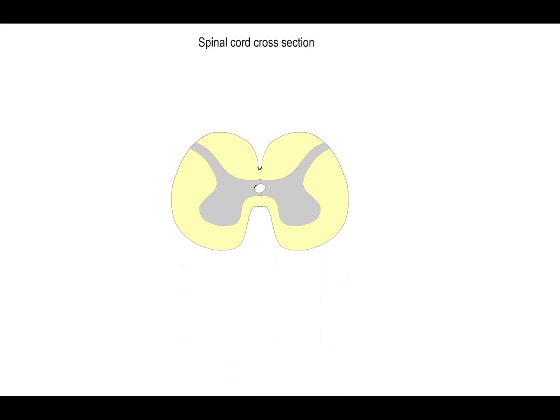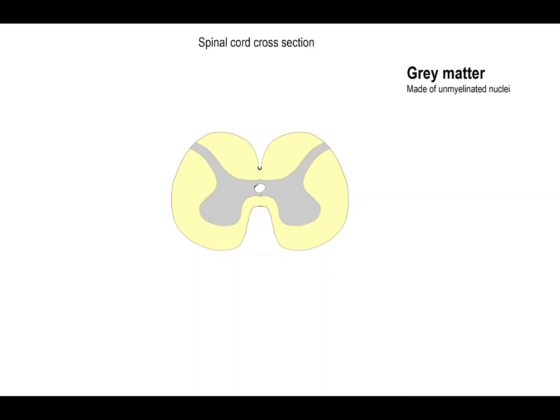This is a cross-sectional anatomy of the spinal cord. If you look at it, you see the yellow area and a gray area. The gray area looks like a butterfly, and that is the gray matter. The yellow area that surrounds the butterfly, that's the white matter. Okay, now let's look at the gray matter first. The gray area that looks like a butterfly is primarily made of cell bodies of neurons.